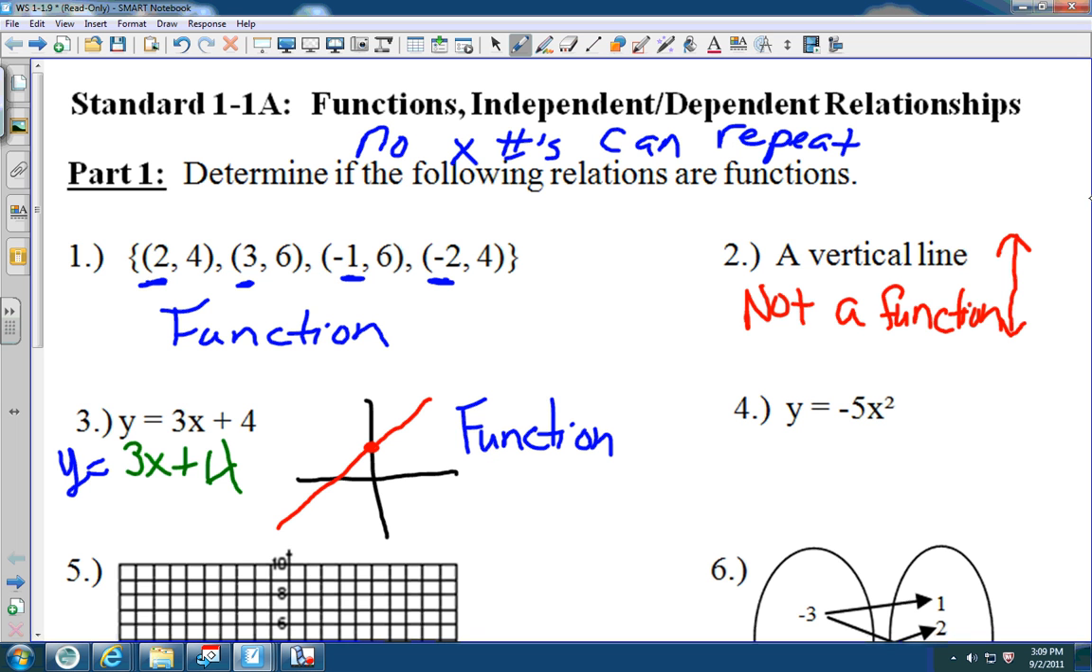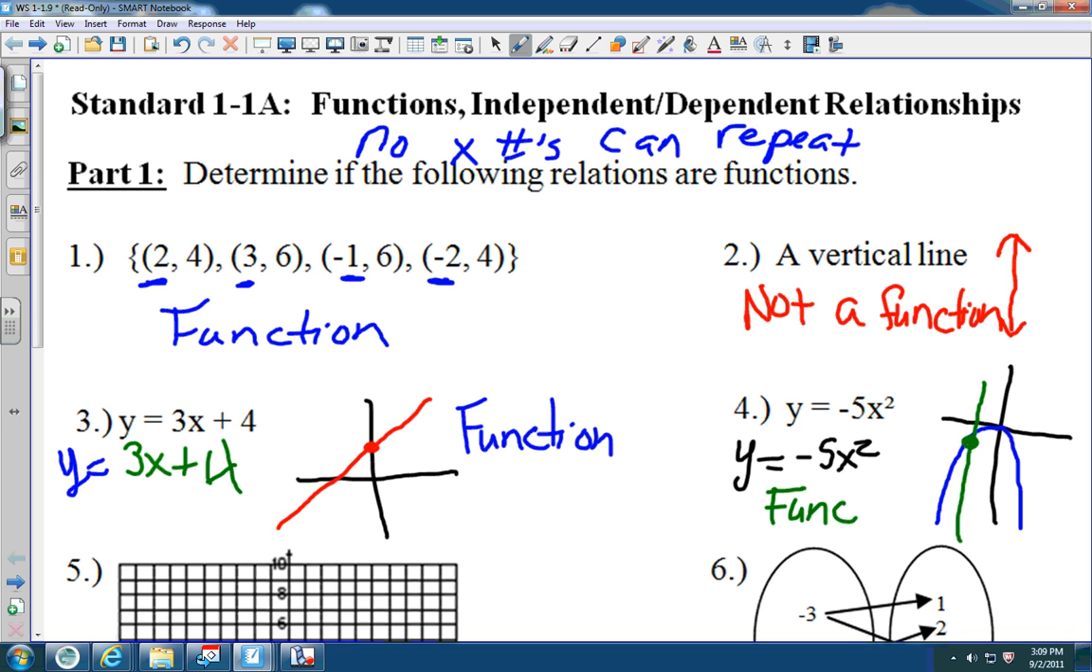Now on number 4, when you go to graph it, and you go to y equals and put in there -5x squared. As you go in there, you're going to see the graph, and it's going to open downward like this. If I draw a vertical line, it only touches in one spot. So yes, it is a function. That is okay.